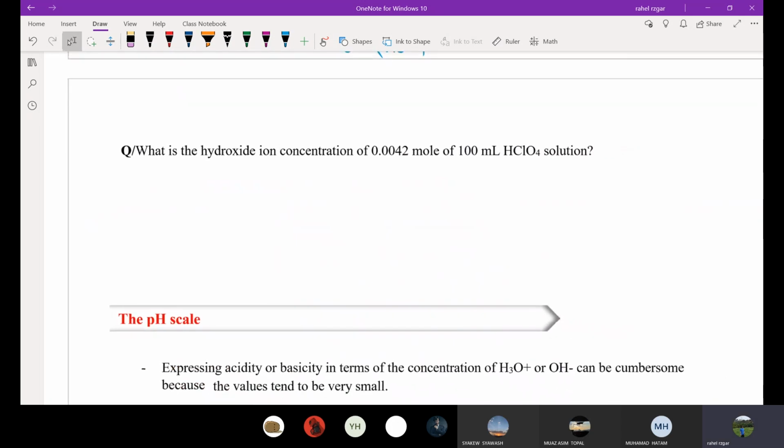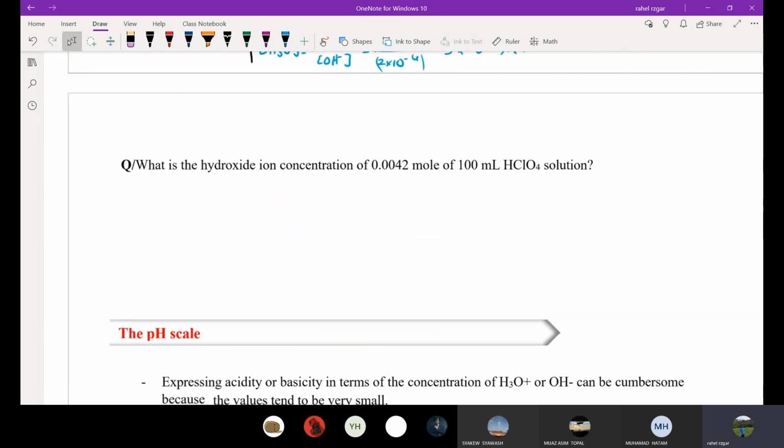It's a little bit different. This is not in the book, but it's a very good question. It says, what is the hydroxide ion concentration of 0.042 mole of 100 milliliters HClO4 solution?